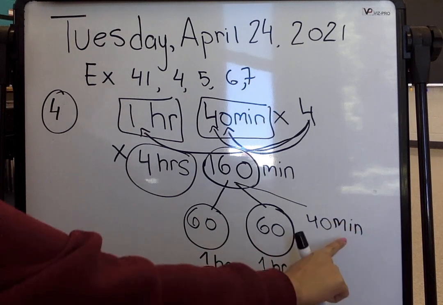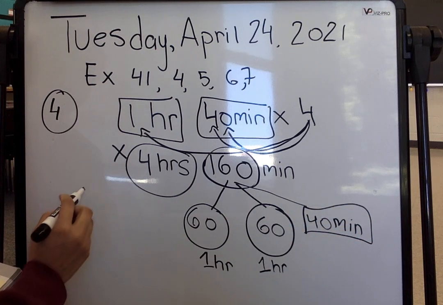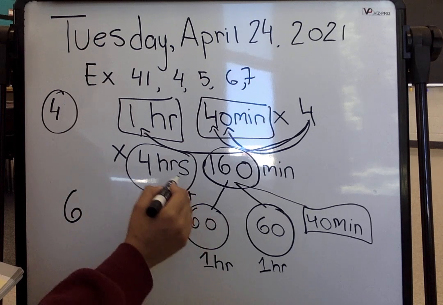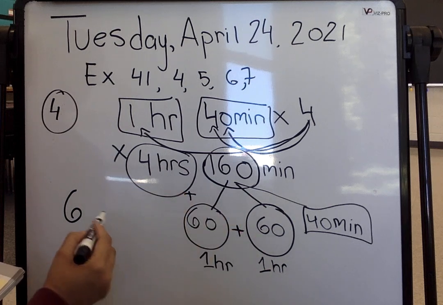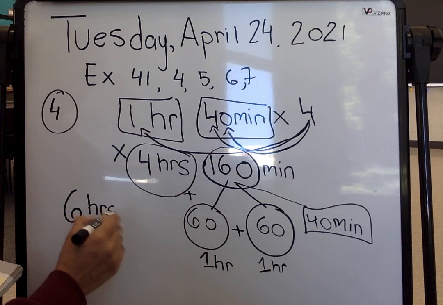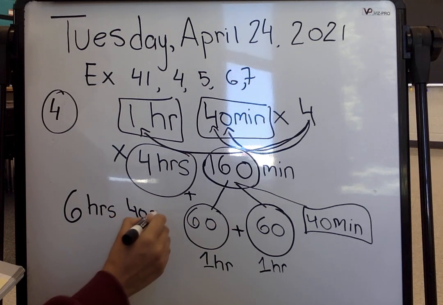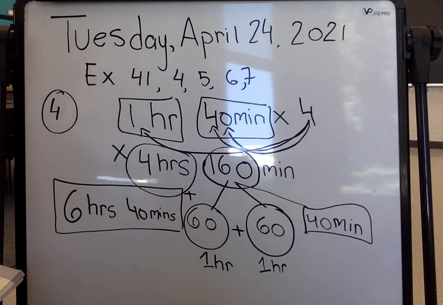And how many minutes would we have left? We would have 40 minutes left. So the answer is 6 hours because we are adding 4 plus 1 plus 1. So 6 hours, and our leftover 40 minutes. So make sure you write the sentence.